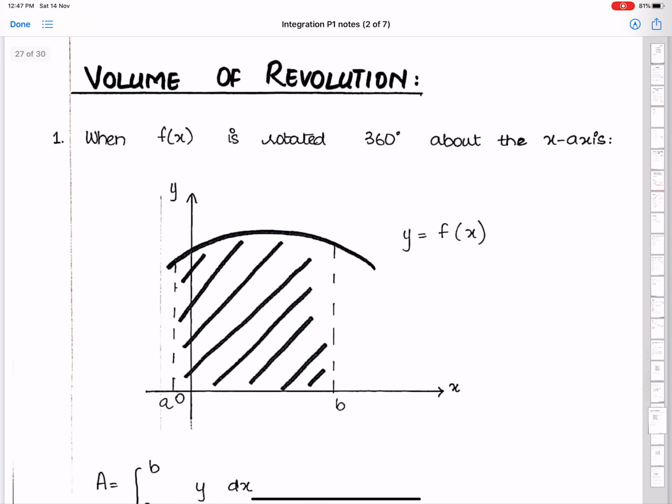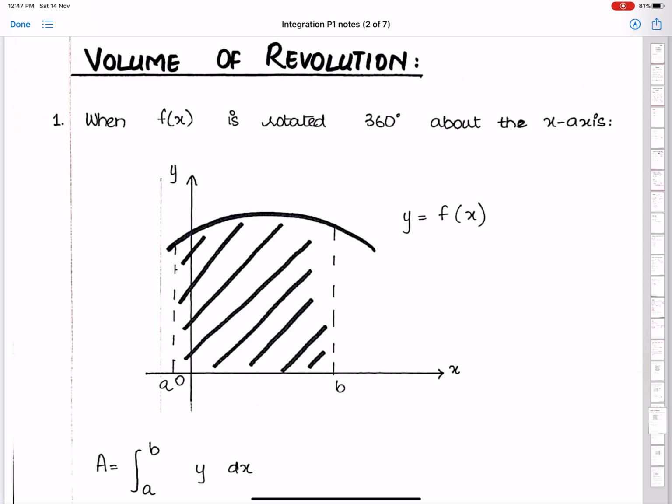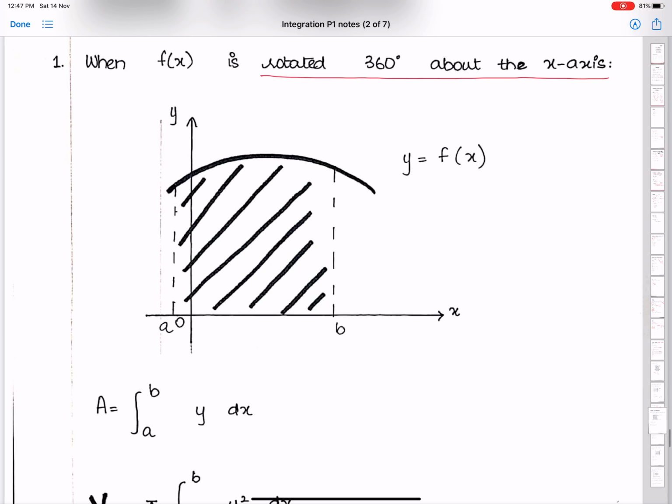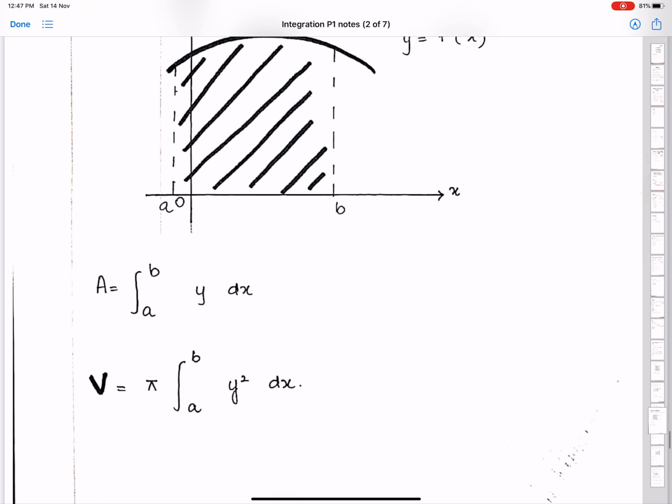Volume of revolution, the second application of integration. So when f of x is rotated 360 degrees about the x-axis, whether the curve is above the x-axis or below the x-axis, no problem, because it is a rotation. So we will use the area formula with some changes. Like this power is 1, so in volume we change this power to 2. Replace 1 by 2 and then write pi here. So in order to learn the volume formula, you just need to add pi in the area formula and change the power from 1 to 2. This is the way to learn this formula easily.